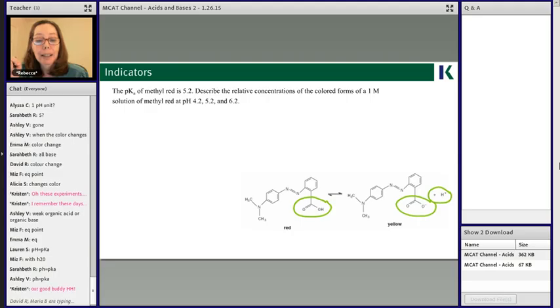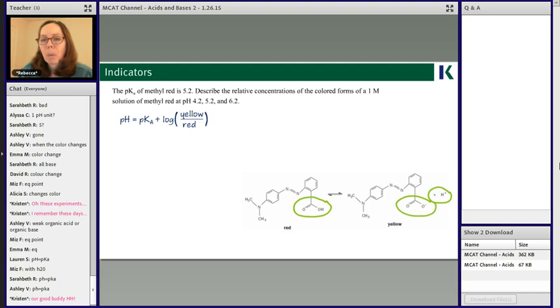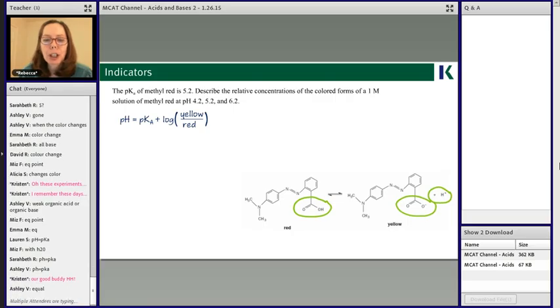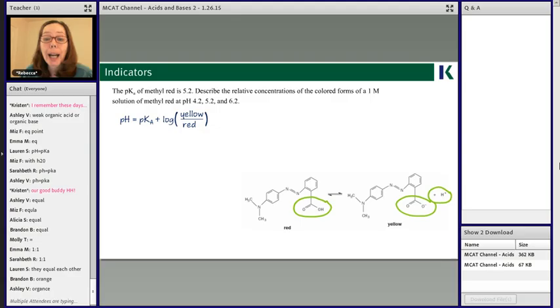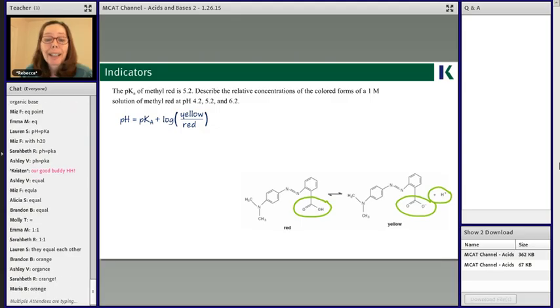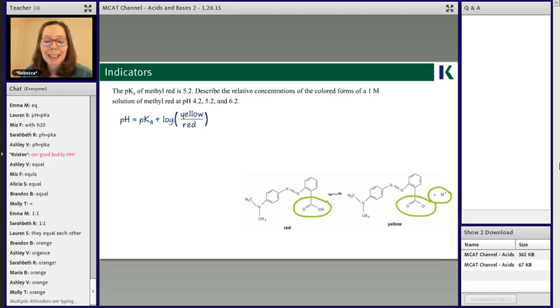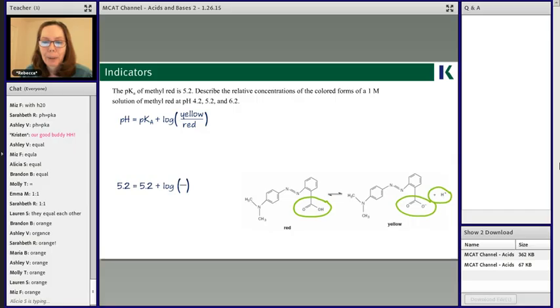That's right. Okay, and if the pH equals the pKa, what happens to our concentration of red and yellow? They're equal. And now let's go back to grade school. What color is it? If it's half red and half yellow, yeah, it's going to be orange. That's exactly right.